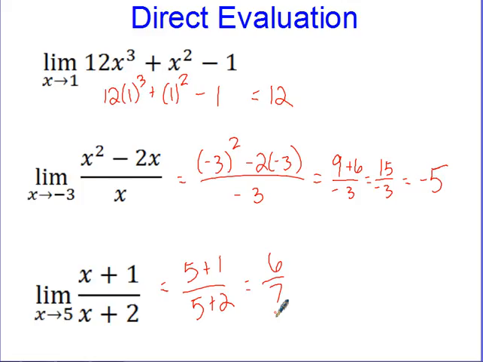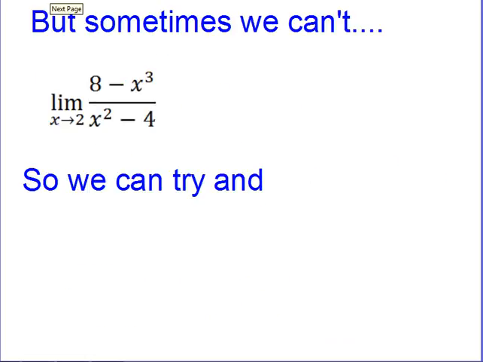So, like say this was x minus 5, okay? So good question, because that's the point of this part of the lesson. You can't always do that, right? So say, here we go. Say I have this limit here. I have the limit as x approaches 2 of 8 minus x cubed over x squared minus 4, okay?